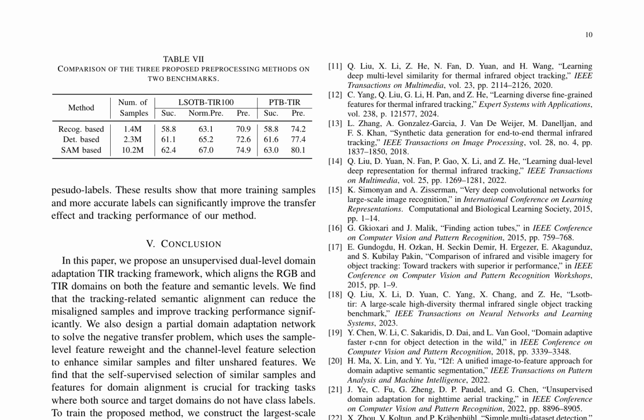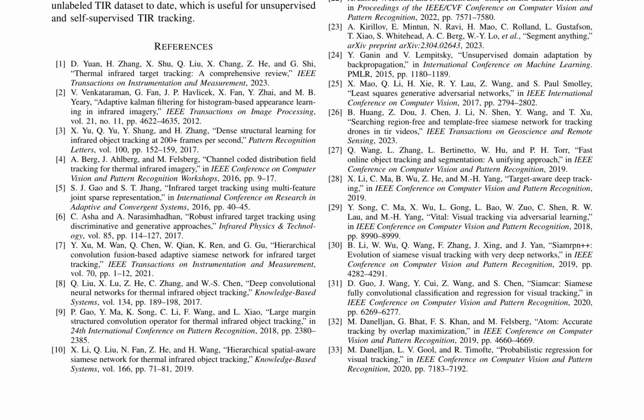The authors also provide an analysis of the network architecture, showing that the progressive domain adaptation can obtain better feature alignment and transfer effect. Furthermore, the paper highlights the importance of self-supervised selection of similar samples and features for domain alignment in tracking tasks where both source and target domains do not have class labels. The authors construct the largest scale unlabeled TIR dataset to date, which is useful for unsupervised and self-supervised TIR tracking.